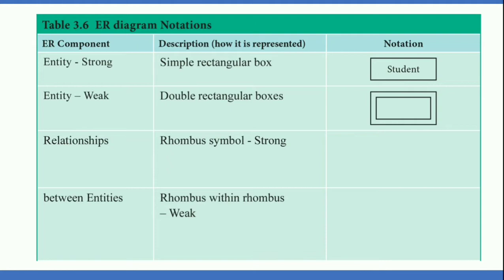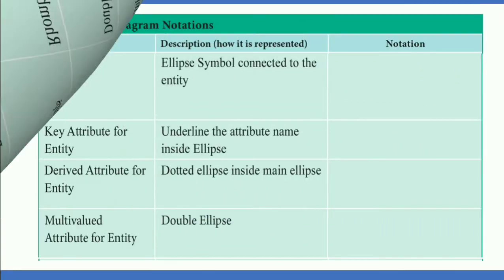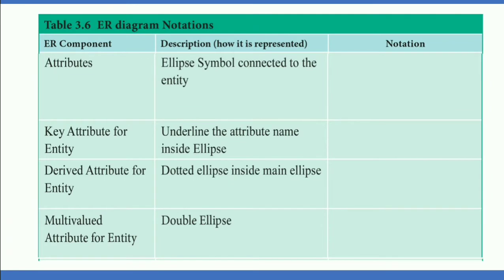And the next one is relationship. Between two entities, if there is any connection, that is called a relationship. It is represented by a rhombus symbol. If both the tables are strong entities, the relationship is also strong, so we will represent it by one rhombus. And if the relationship is between two weak entities, we should represent it by a double rhombus, that is, a rhombus within a rhombus.